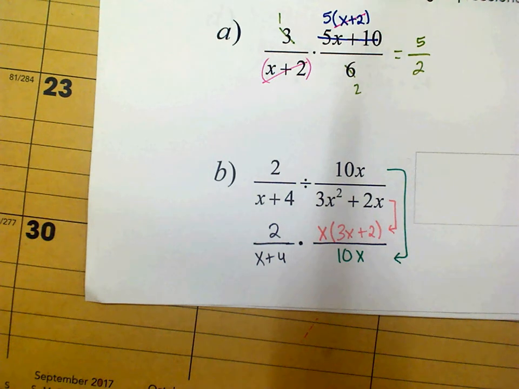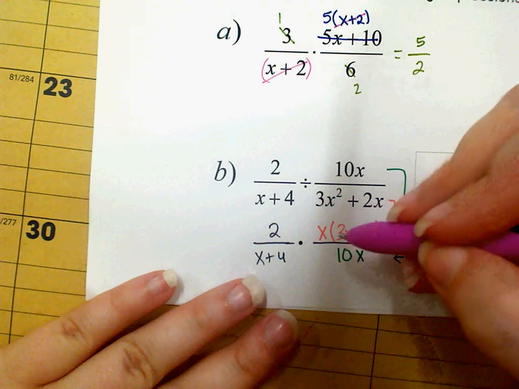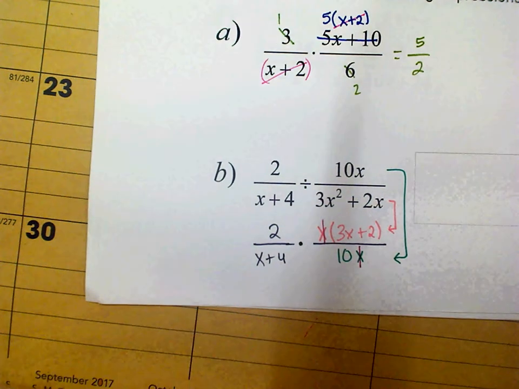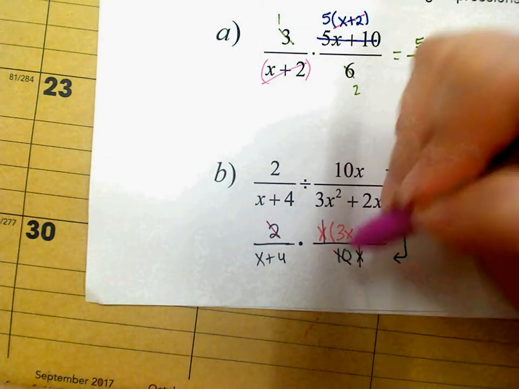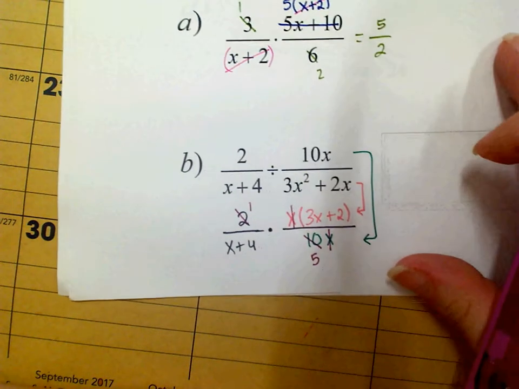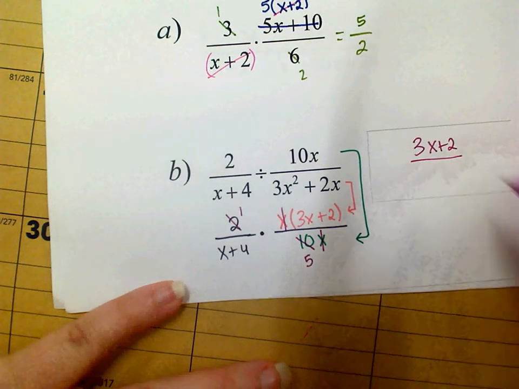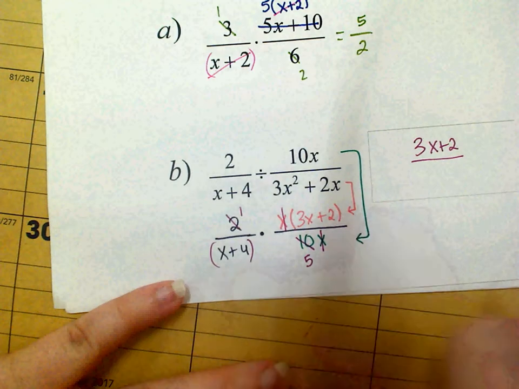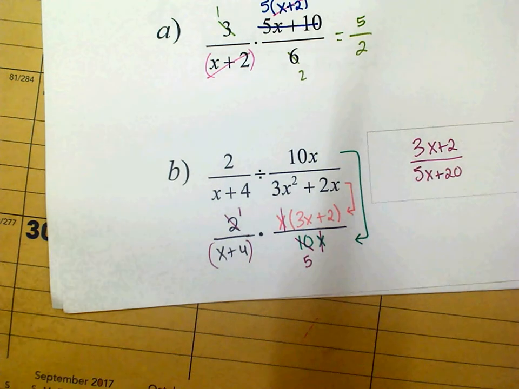So I notice that I've got an x in the numerator and an x in the denominator, so I can divide those out. X divided by x is 1. I also notice that I've got a 2 in the numerator and a 10 in the denominator, so that's 1/5. So, see what's left in the numerator? I've got a 3x plus 2. And in the denominator, I'm left with x plus 4 and 5, so I got to multiply those. 5x plus 20. And there's my answer. Okay?